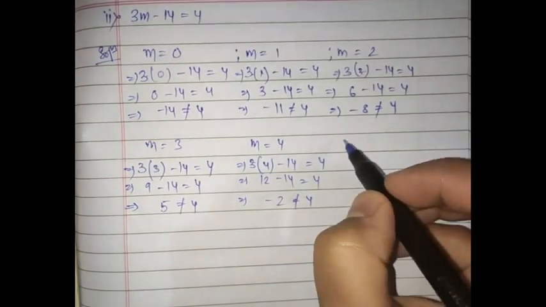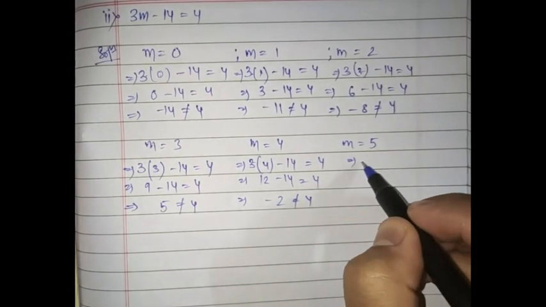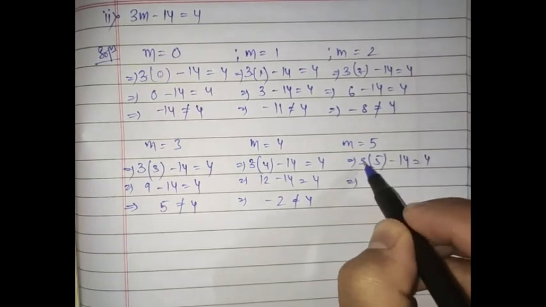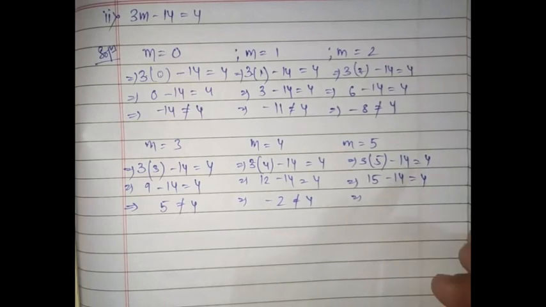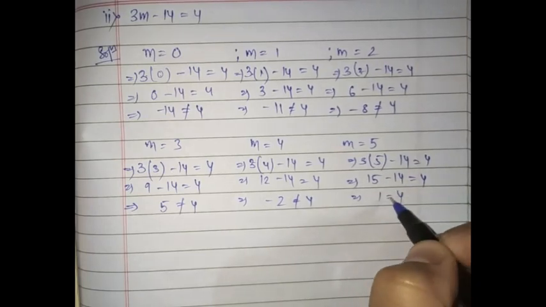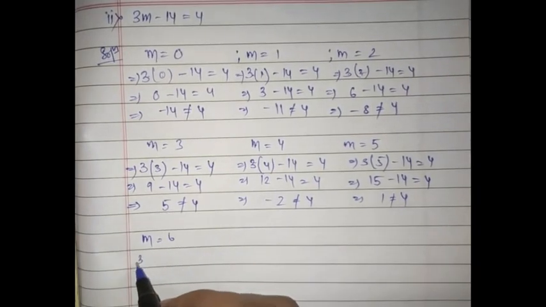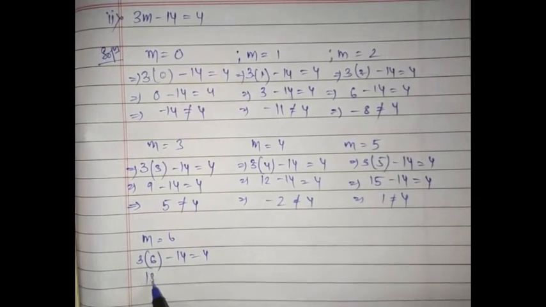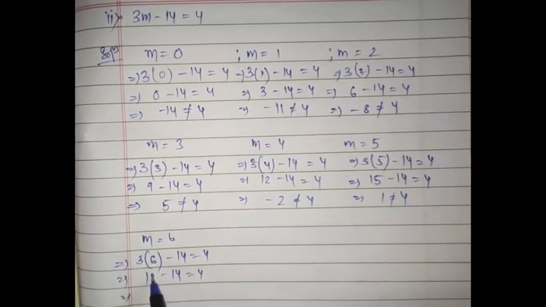Again, putting the value m equals 5, 3 × 5 minus 14 is equal to 4. 3 × 5 is 15, minus 14. 15 minus 14 is 1, which is not equal to 4. Again, m equals 6. 3 × 6 minus 14 is equal to 4. 3 × 6 is 18, minus 14 is equal to 4. 18 minus 14 is 4, which is equal to 4.